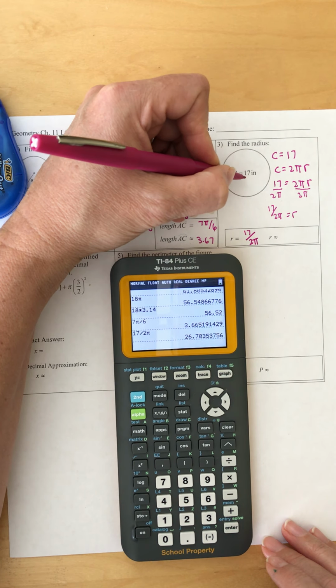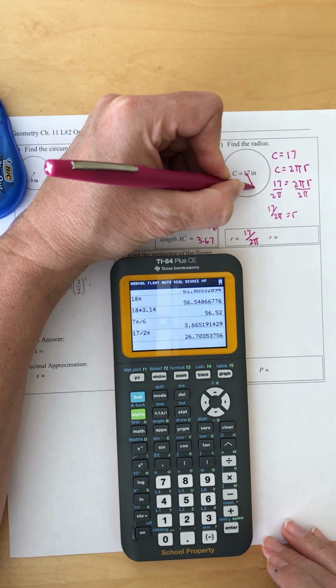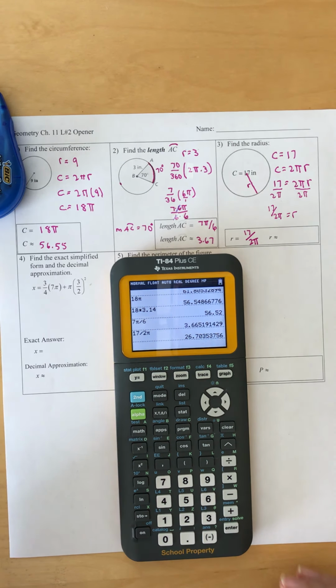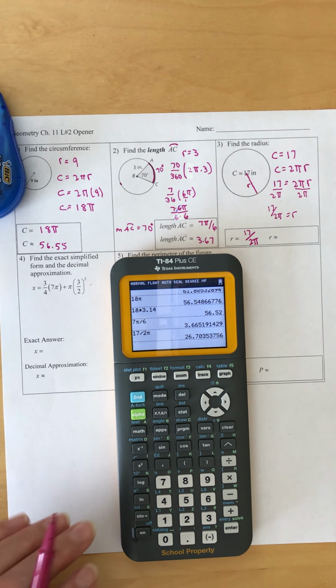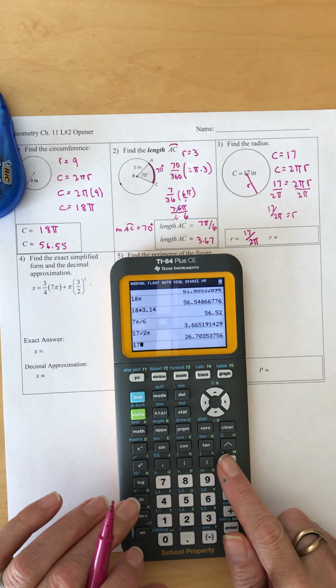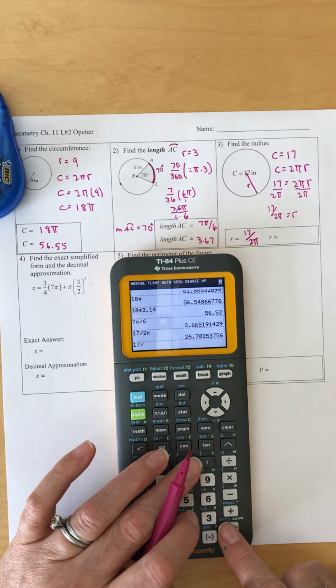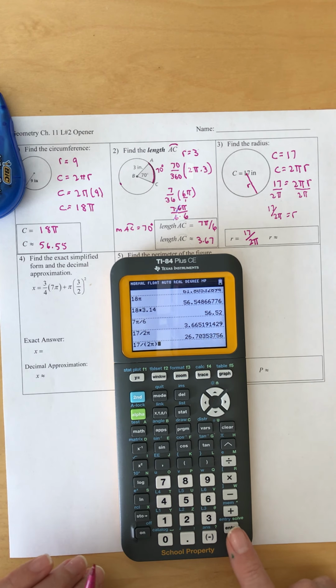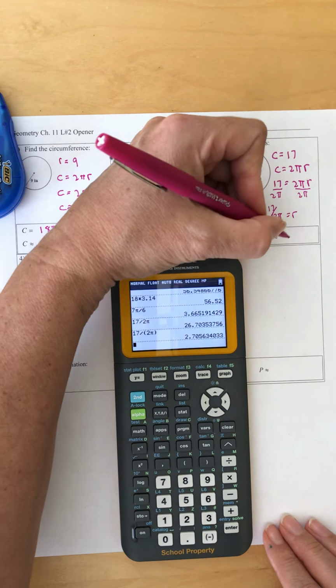Where we're looking for the radius when this length is 17, it's got to be a lot smaller than 17. The reason that you're having this error happens is because you need to divide by both the 2 and the pi to get your answer, which should be 2.71.